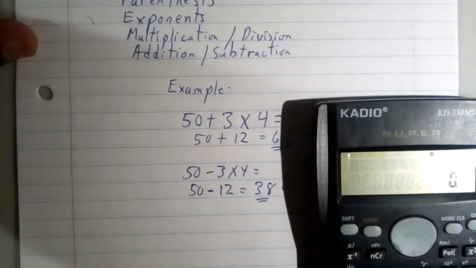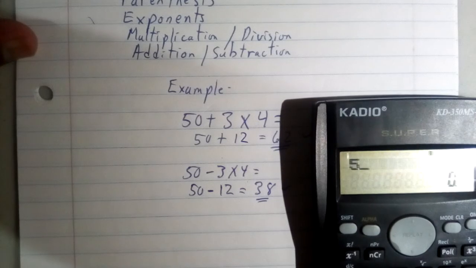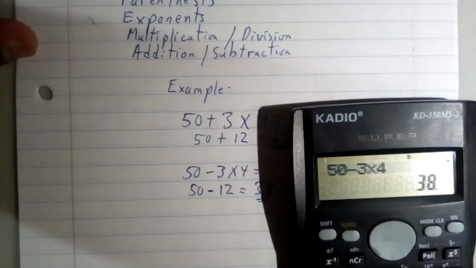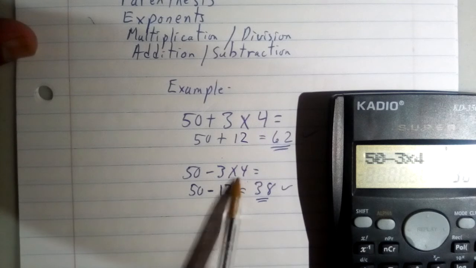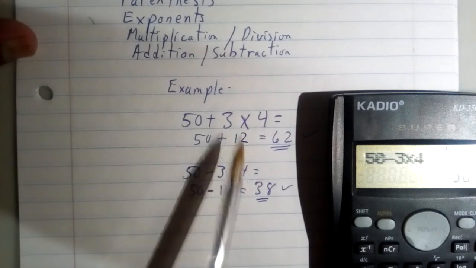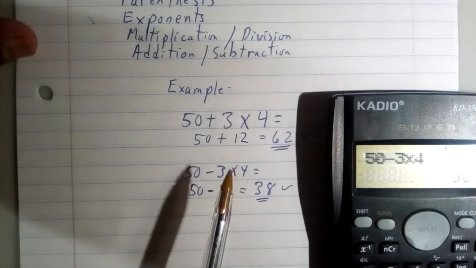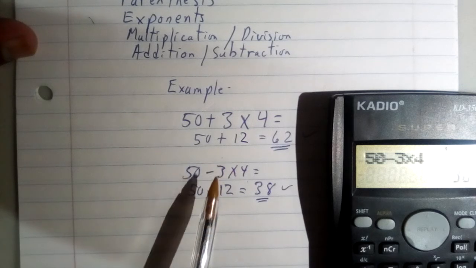Alright, so judge, we have 50 minus 3 times 4, and our solution is, based on the evidence, 38. Therefore this is correct. So in other words, multiplication must be done before subtraction, okay? So multiplication and division must be done before addition or subtraction.